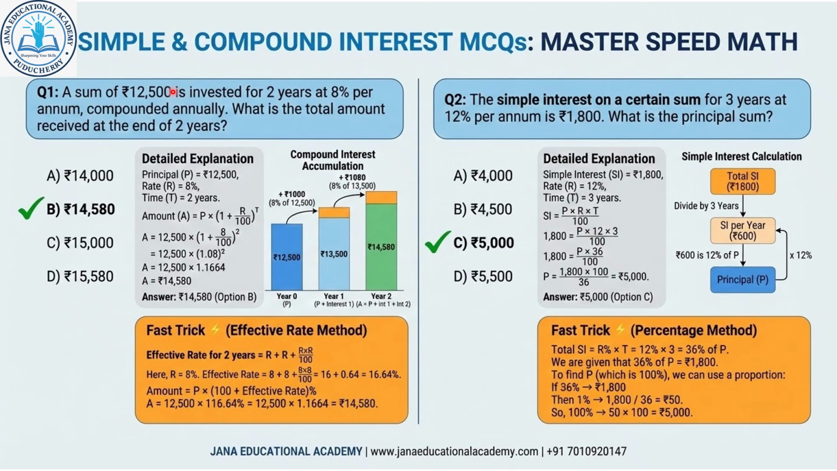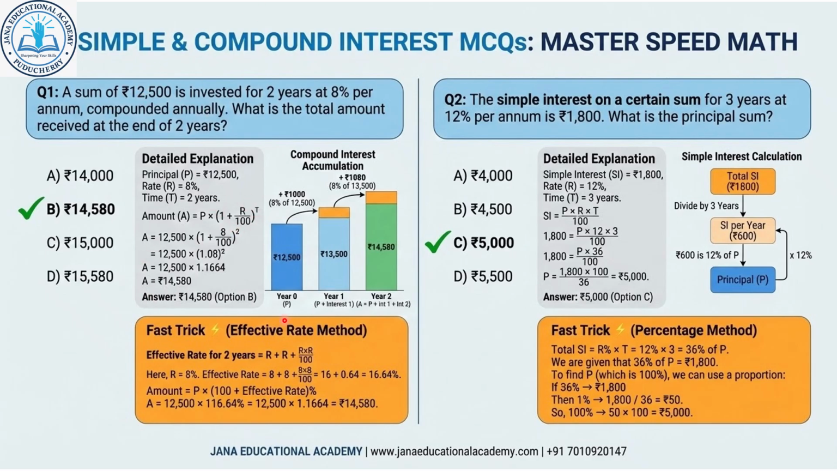Now you see, 12,500 is invested. So 8% means 1000 rupees interest every year, right? So next year it becomes 13,500. Again for 13,500 the 8% is 1080. 80 rupees gets increased because of this compound interest. So which one is benefited? Compound interest is the beneficial one. So finally we get 14,580 as the answer by using this formula.